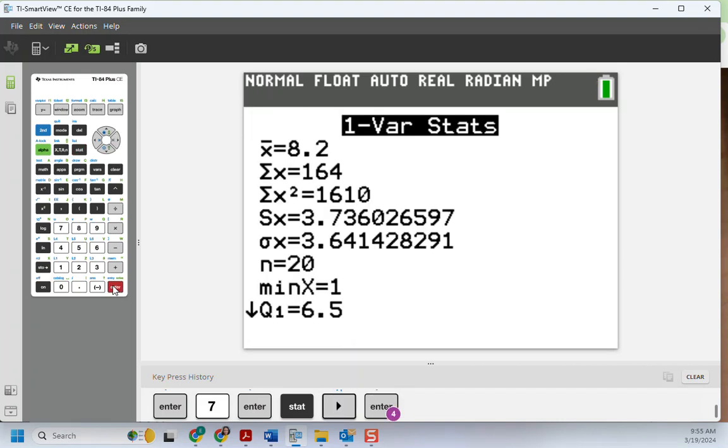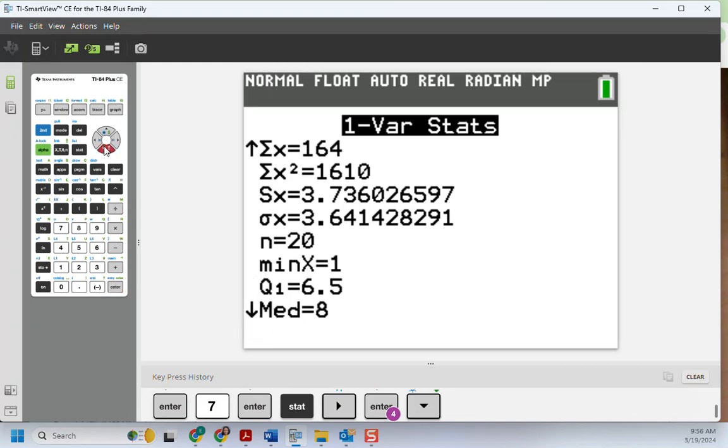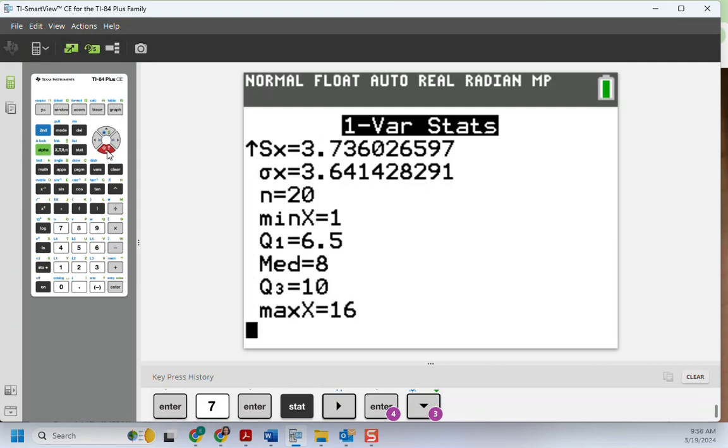Okay, so I see my first quartile. I'm going to write that down. I'm going to write down the min too. So min is 1. First quartile is 6.5. And then the median. Okay. So the median is 8. The third quartile is 10, and the max is 16. I don't know if I need all those numbers, but if I were making a box and whiskers, I would want all those numbers.